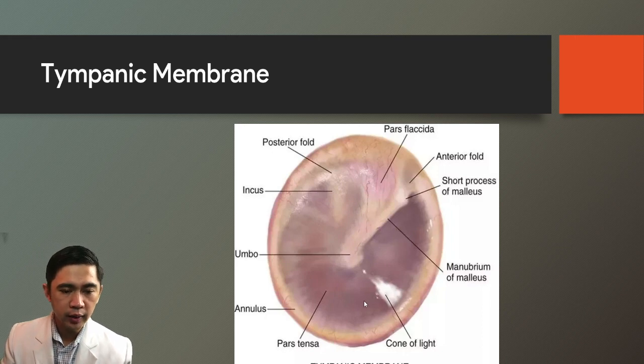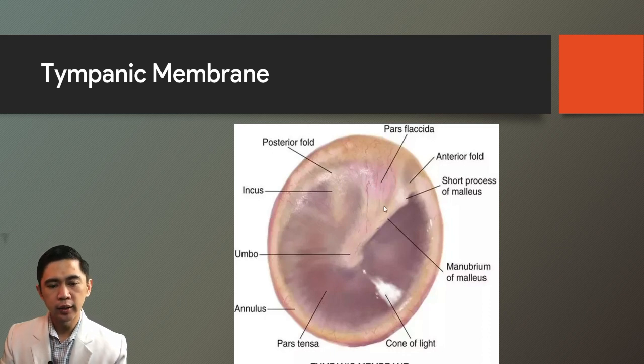It is thin, translucent, and very tight, compared to the pars flaccida, which is triangular, and it is very vascular, and it is not as tight as the pars tensa. That's why it is flaccid compared to the pars tensa. So this is tense, this is flaccid.